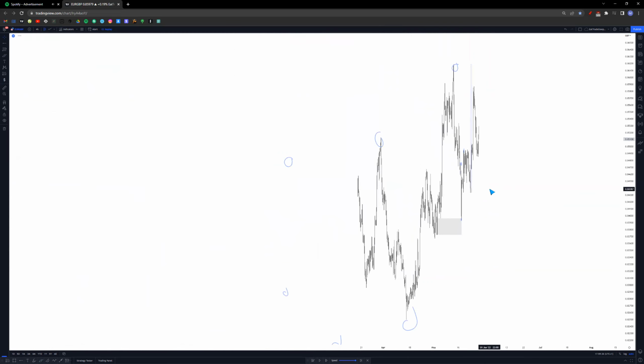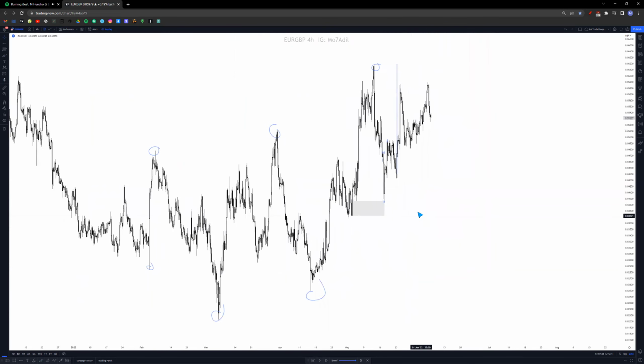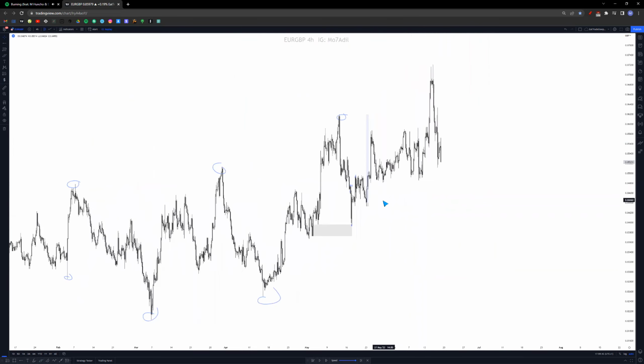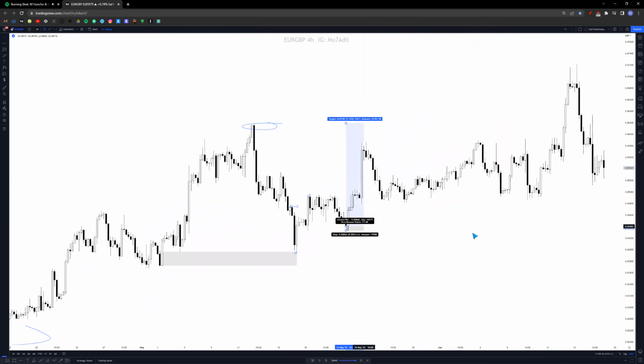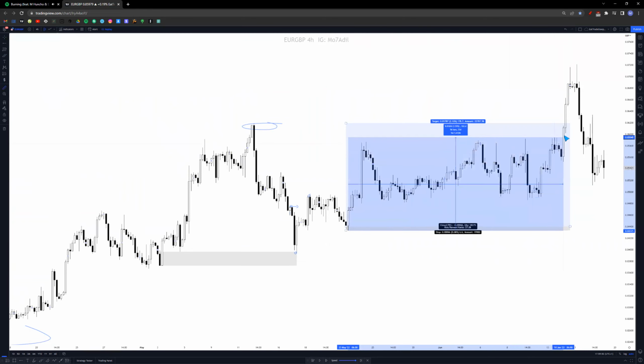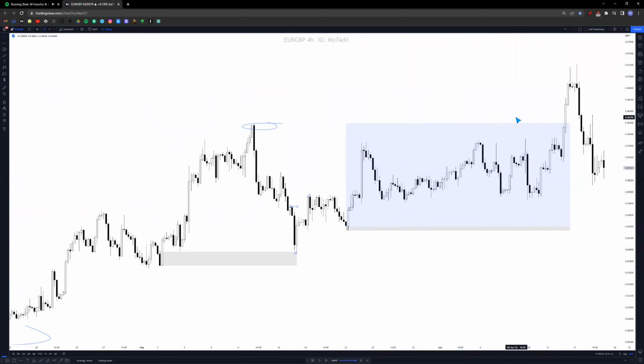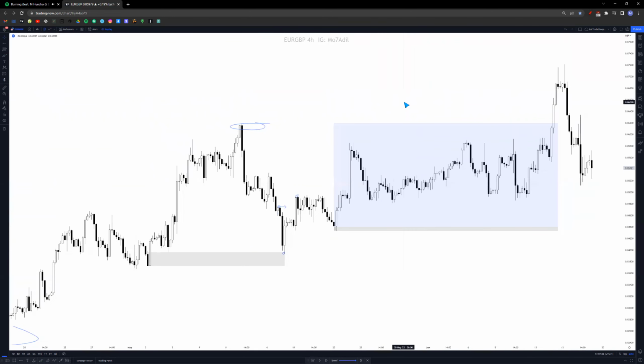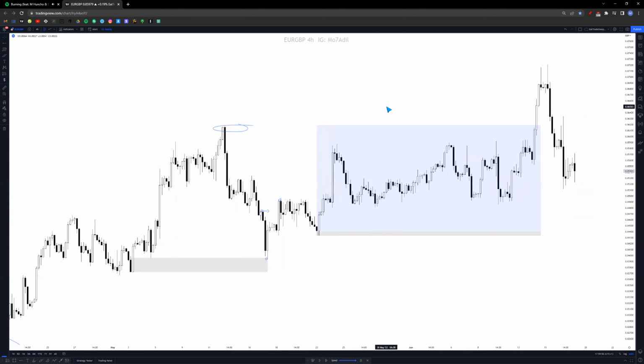If I go on the 4-hour, there we go. Boom. So TP is hit, and then obviously you can hold on to partials depending on what your risk management plan says. But this trade took around 22 days to play out. It did go sideways for the majority of this time, but it is what it is. Sometimes these things happen with these trades.